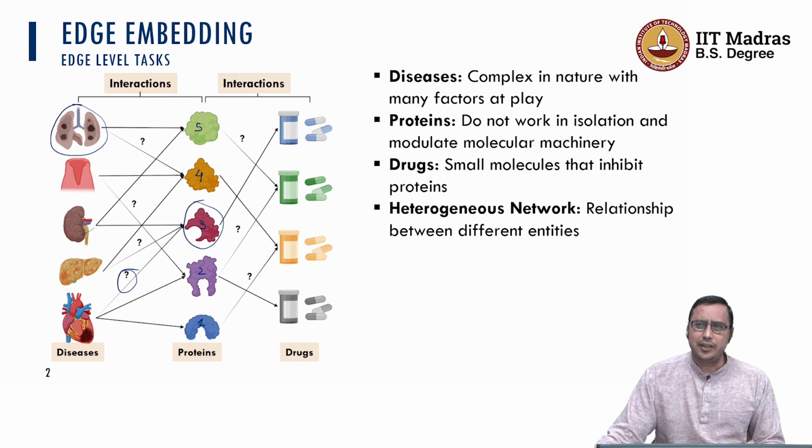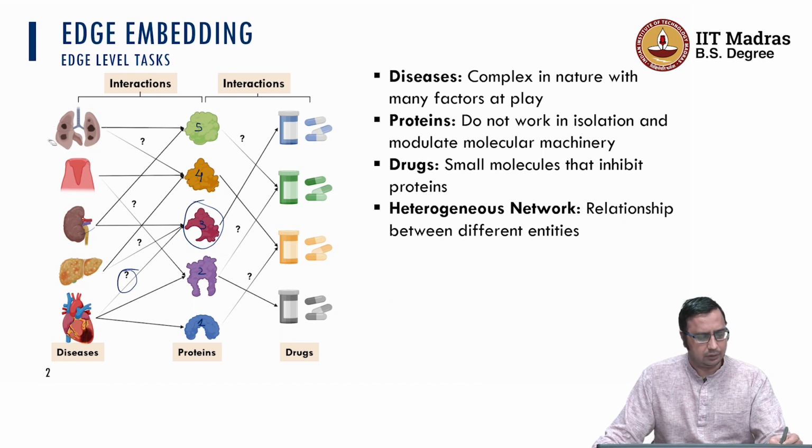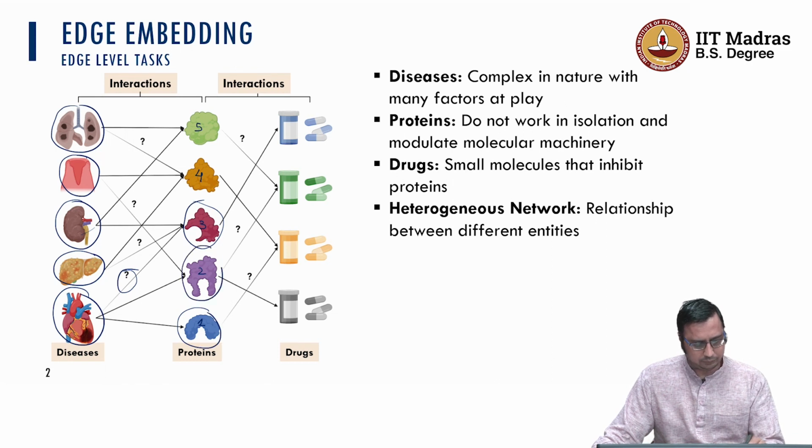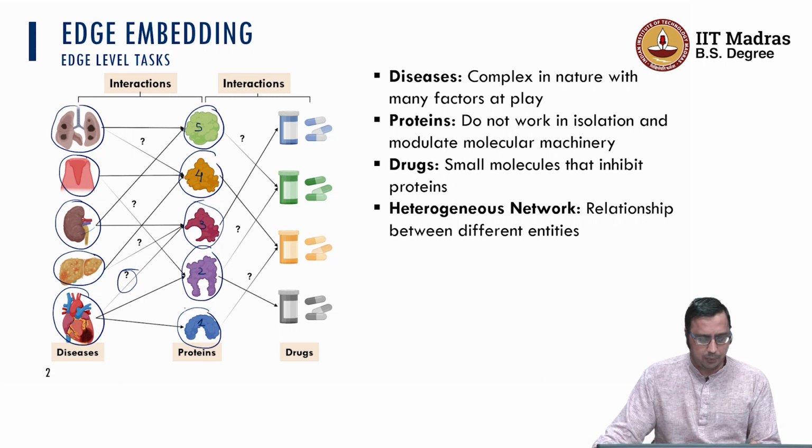Now, if we look at this particular phenomenon or process, suppose I generate a graph with each of these organ-related diseases, which I generally call a disease in that particular organ, as a node, protein as a node, and the available interaction between this protein and disease as an edge.